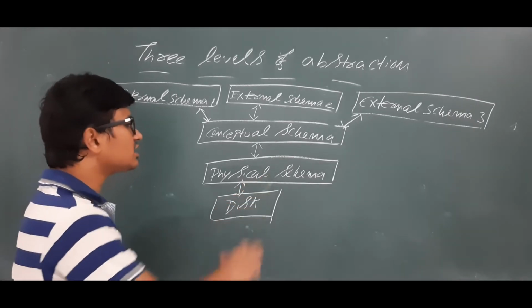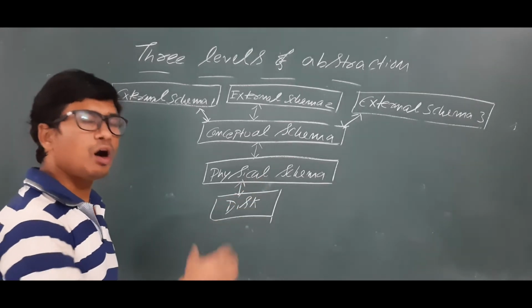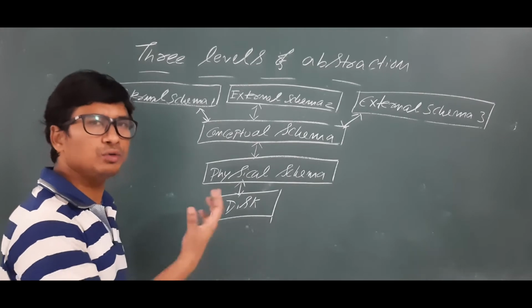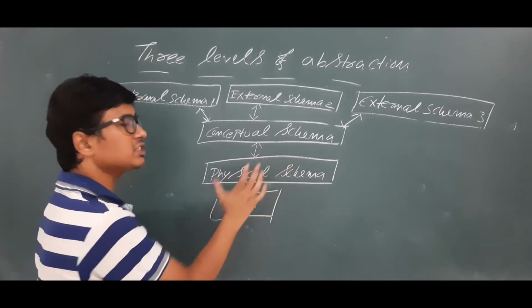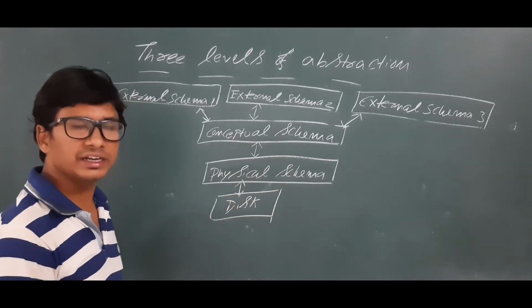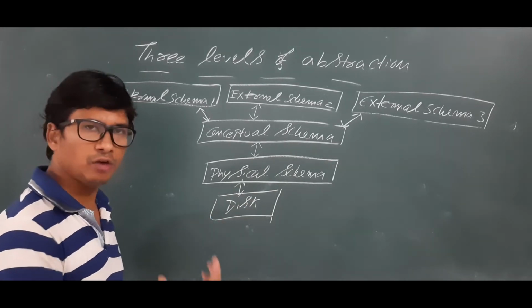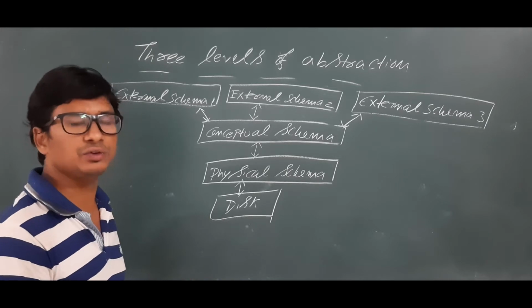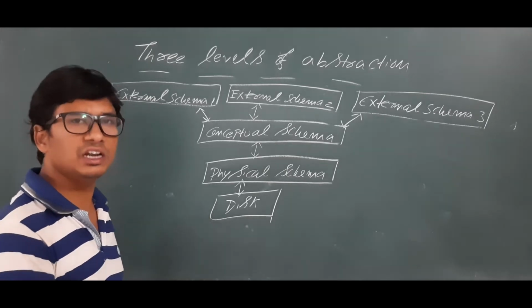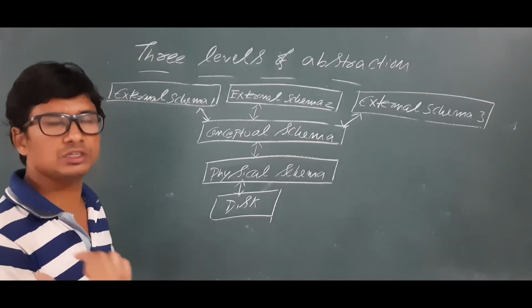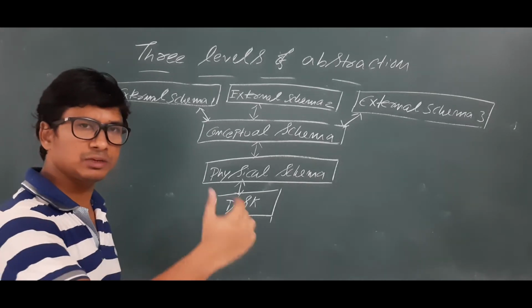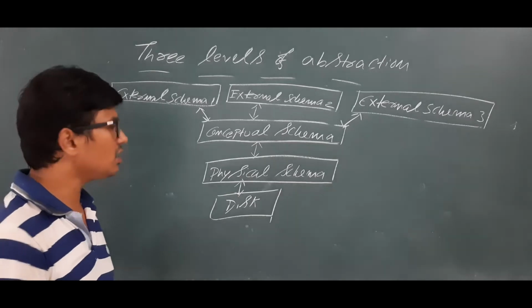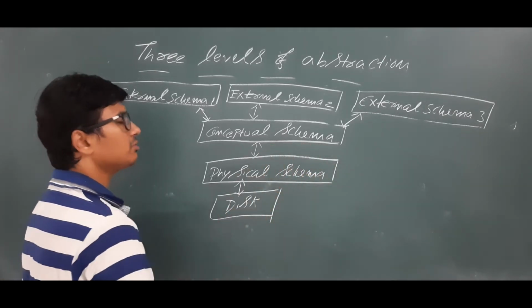Now the physical schema will talk about how the data is stored or how the relations are stored in the physical memory. It will talk in terms of the physical memory, whether you have used indexing or not. If you have used indexing, what kind of indexing you have used, whether single level indexing, or multi-level indexing, and what type of multi-level indexing, whether it is B trees or B plus trees. All these things the physical schema will talk about.